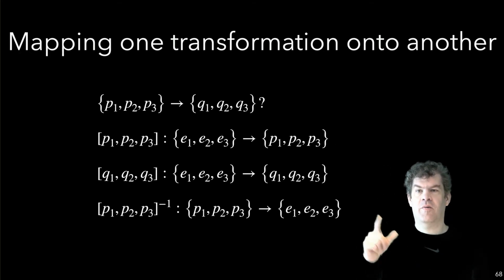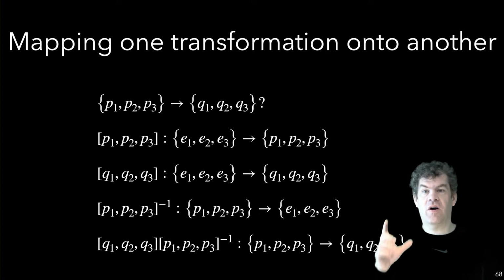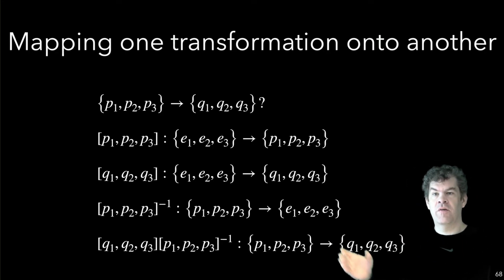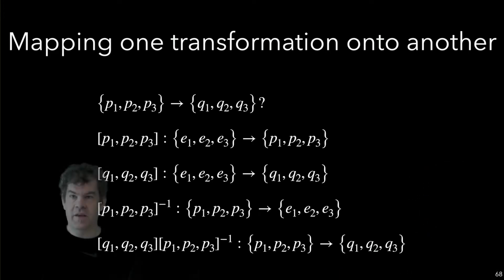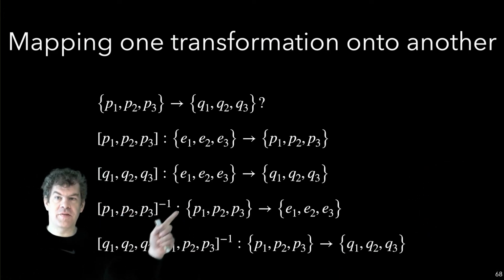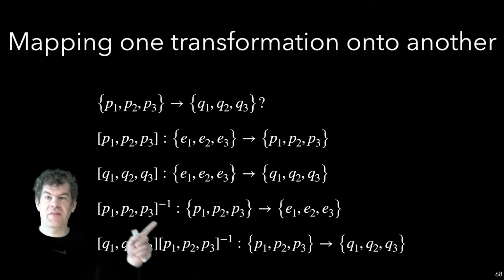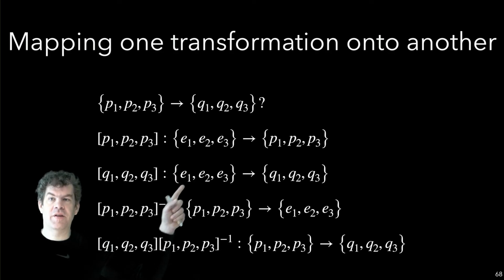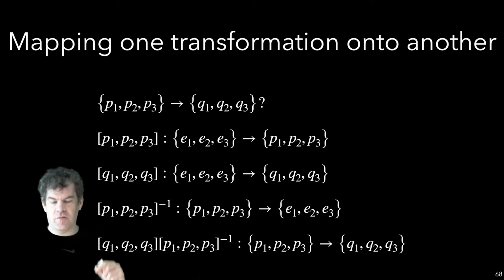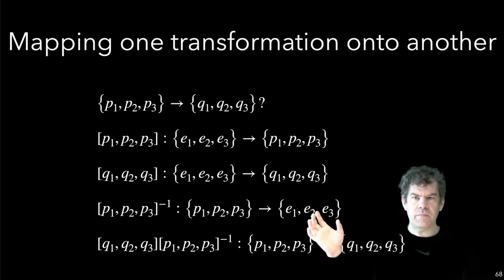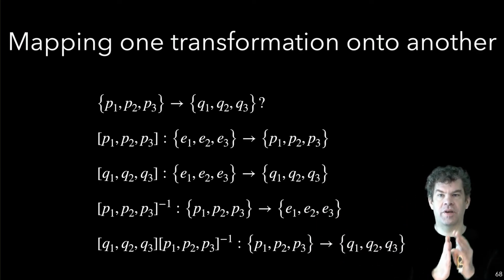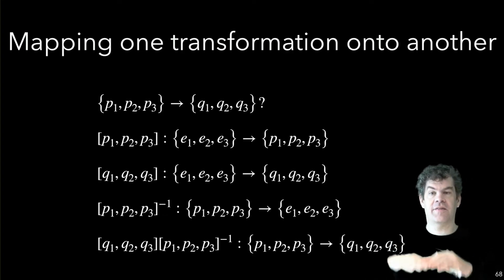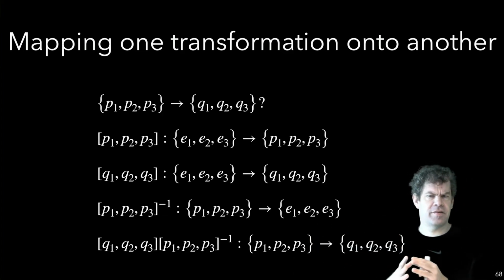Now why would I care? Because I can now put this all together. My input is the P's. First I multiply it with this inverse matrix, I get the E's, and then multiply that with this Q matrix here, because the E's multiplied with the Q's gets me the Q's. So to make a long story short, if I take the P1, P2, P3 inverse times the Q1, Q2, Q3, I get one matrix. A matrix times a matrix is again a matrix.